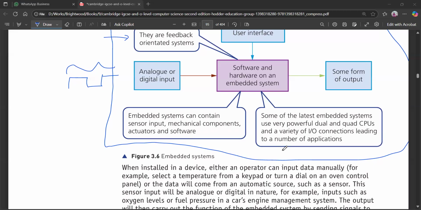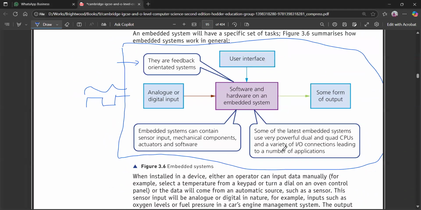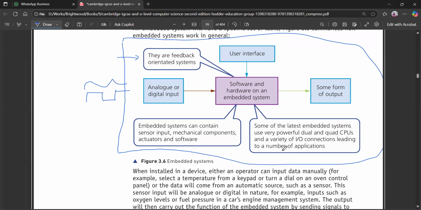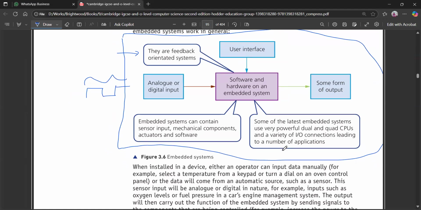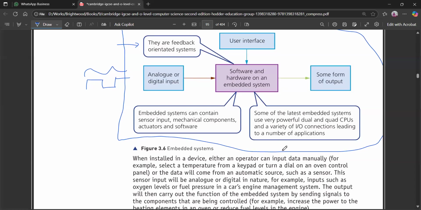When installed on a device, either the operator can input data manually, for example, selecting the temperature from the keypad or turning a dial on an oven control panel. On the oven control panel, you can input the temperature manually, 20 degrees, 30 degrees. Or the data will come from an automatic source, such as a sensor. In the modern era, did you see it automatically detects the temperature using a sensor?